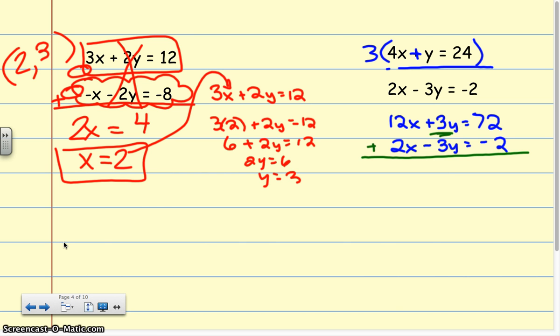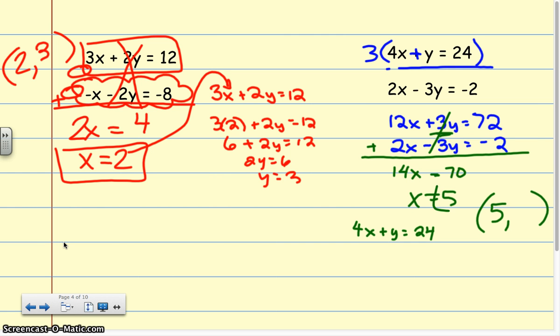So now I'm going to combine. I get 14x, that cancels, is equal to 70. 70 divided by 14 is 5. So now I have my x is 5. Now I got to find my y. So I pick an equation. I'm just going to go ahead and pick the top one. 4x plus y is equal to 24. I'm going to plug my 5 into the x. So I get 20 plus y is 24. Y must be 4. So my solution to the system is 5, 4.